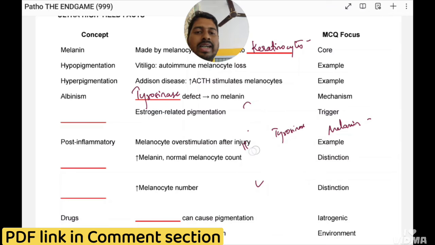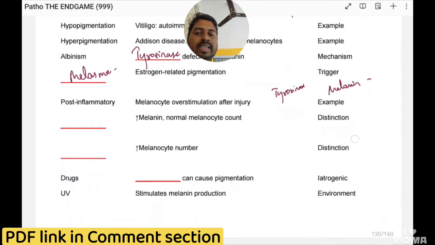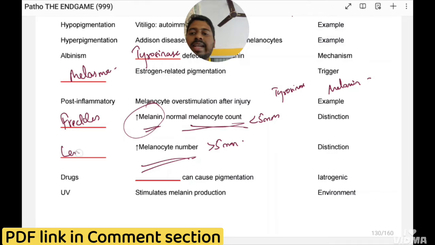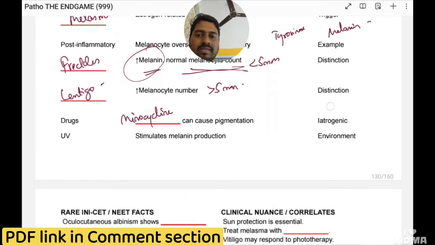Okay, what is estrogen related hyperpigmentation known as? Melasma, okay. Next, increased melanin, okay, but normal melanocyte count is freckles, okay, and the lesions are less than 5 mm. Increased melanocyte number and more than 5 mm lesions are known as lentigo, okay. Which drug can cause hyperpigmentation? I said for exam you remember minocycline, okay.